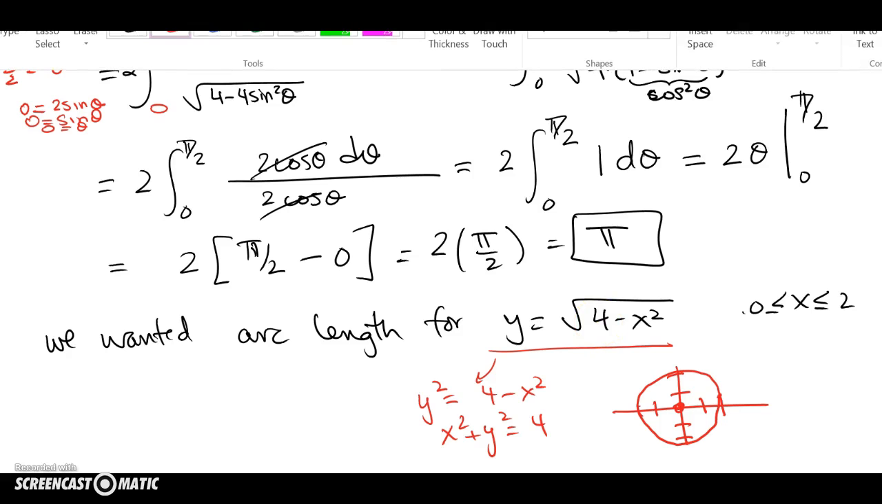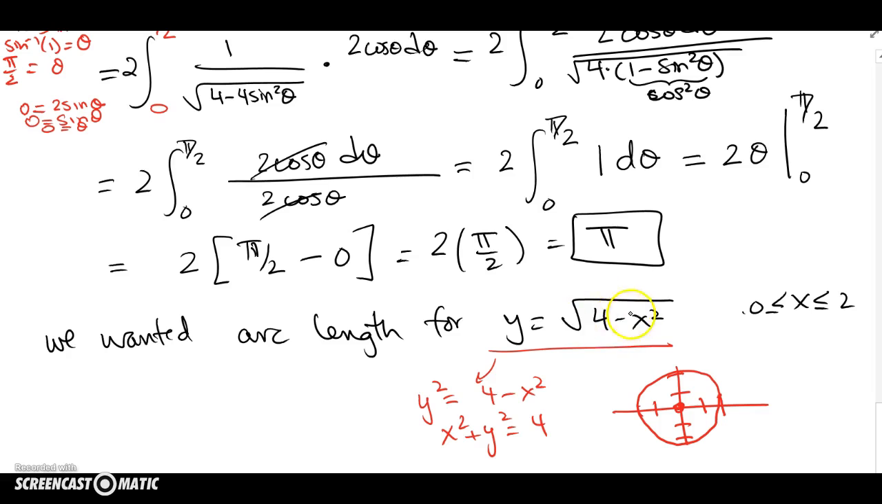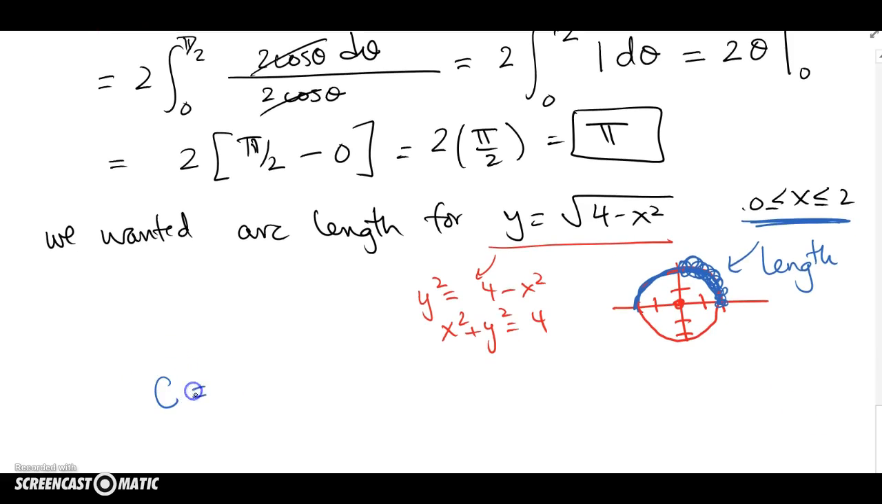But they wanted the arc length of this curve, which is just the top part, right? That's just the top part of this circle of radius 2. And they wanted it over 0 to 2. So we're just interested basically in this arc length over here. If I were to look at it geometrically and not apply the arc length formula, well, we know that's just 1/4 of the entire circumference of this circle. And we know that the circumference of a circle is 2 pi r. We know the radius here is 2, so 2 pi times 2, which is 4 pi.